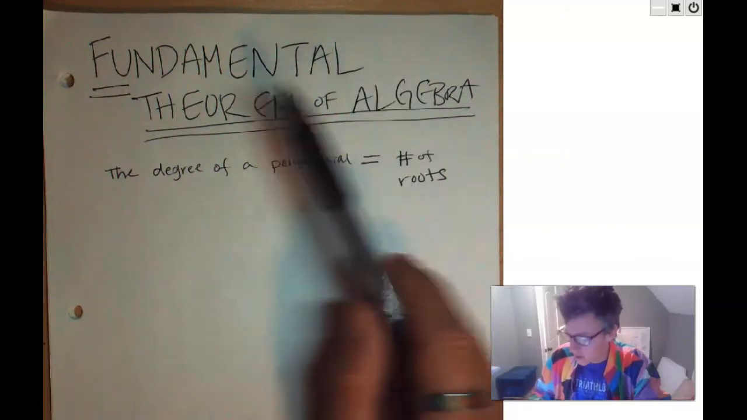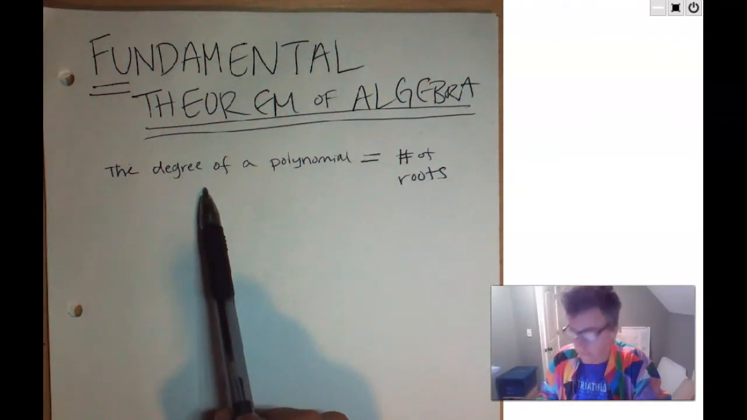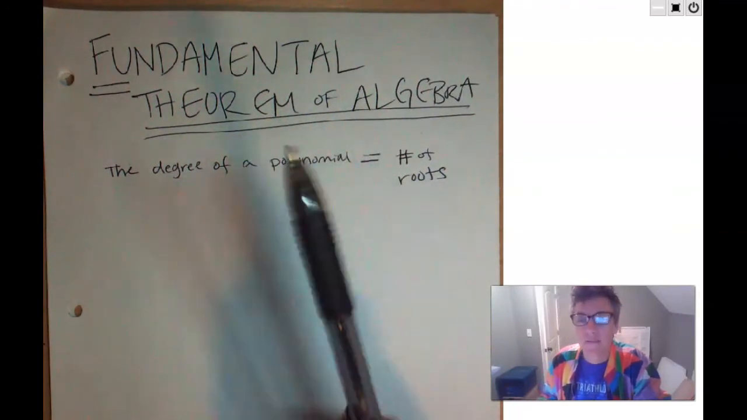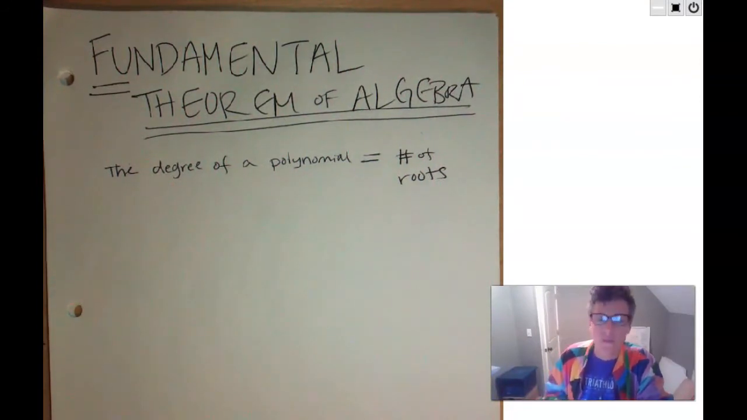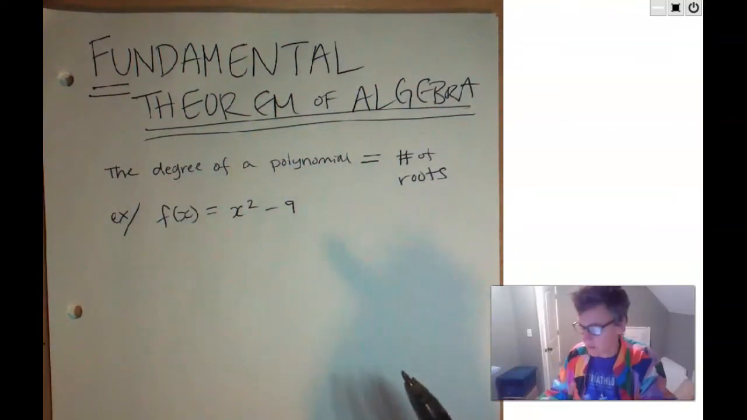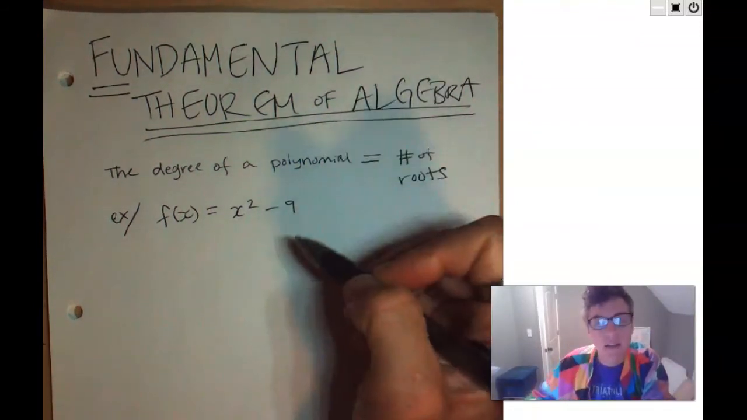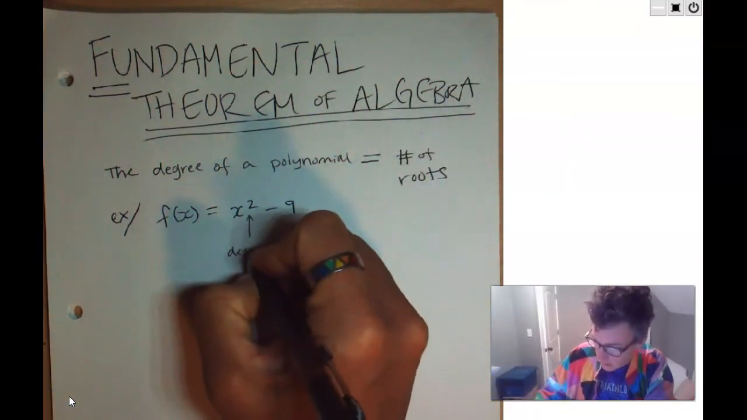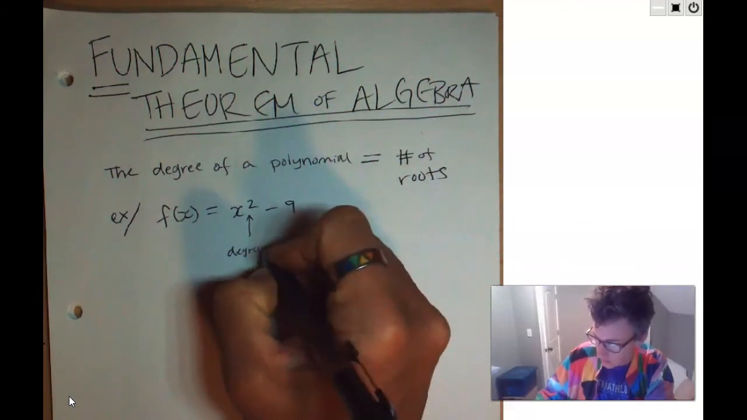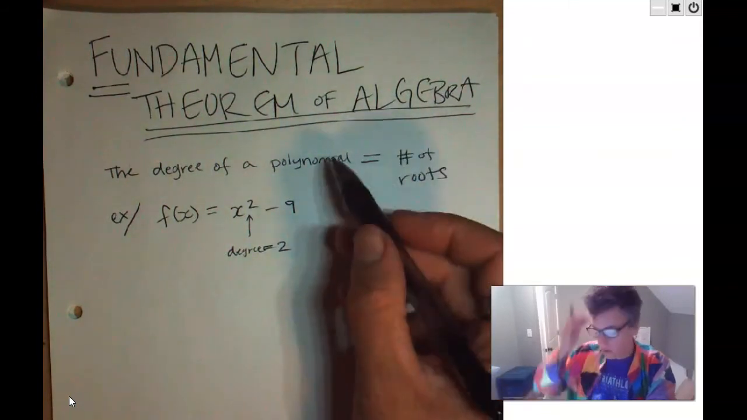Yeah. So we're going to talk about the fundamental theorem of algebra, which states the degree of a polynomial indicates the number of roots of that polynomial. So let's do a super simple example that you've seen 1,000 times. Let's say we have f of x equals x squared minus 9. What's the degree of this polynomial? It is the highest exponent, so the degree is 2, which means we should have 2 roots.